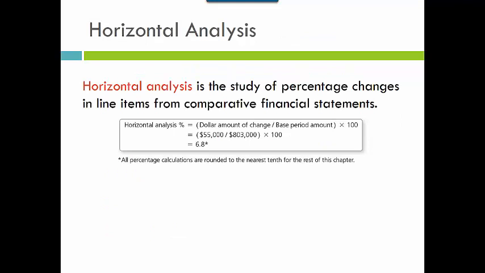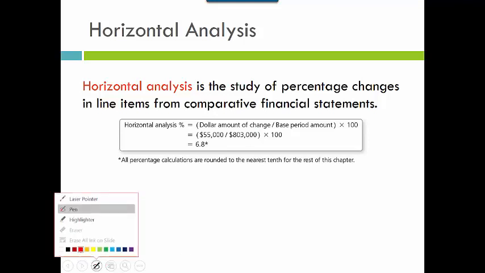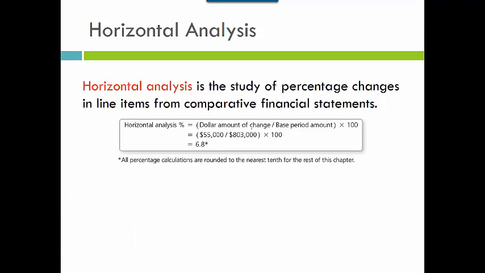Okay, let's talk about horizontal analysis first. This is the study of percentage change from comparative financial statements, which means you've got two financial statements. And so you take the change, how much it changed, divided by the base period, times 100.